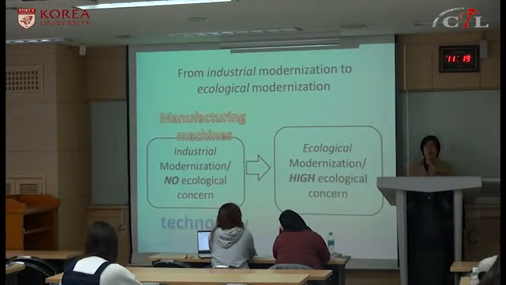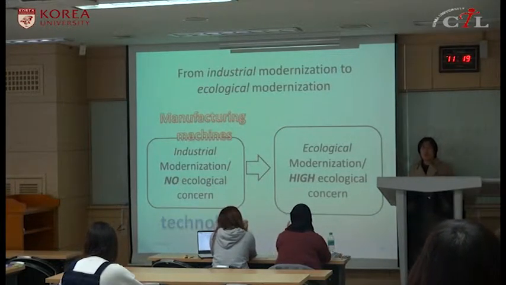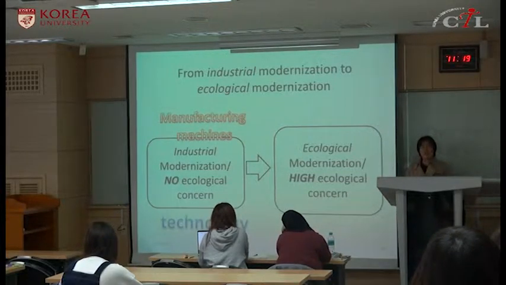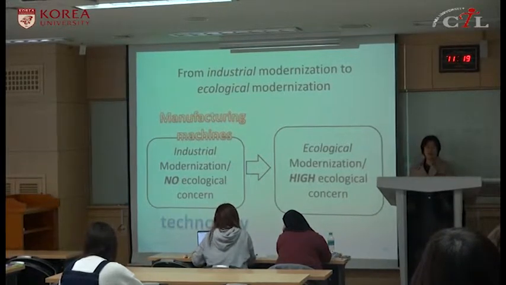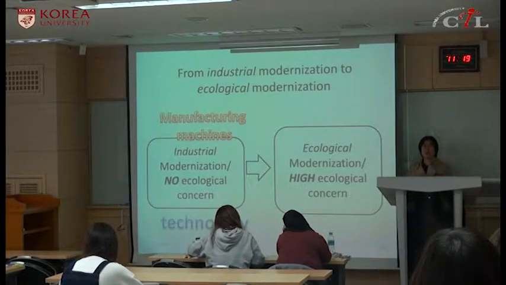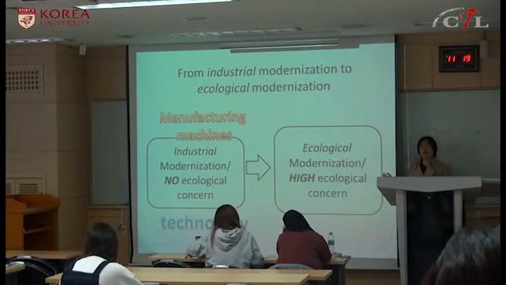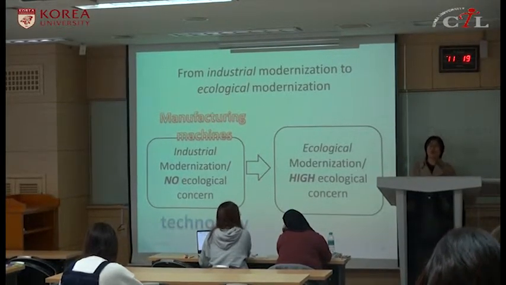But they say, no, we don't have to give up. We can still produce our products in a factory. That's okay. But technology and also the production process and the consumption process should be changed in an ecological way. That's what ecological modernization believes is possible, right? Because some theorists say we have to go back to an agricultural society.